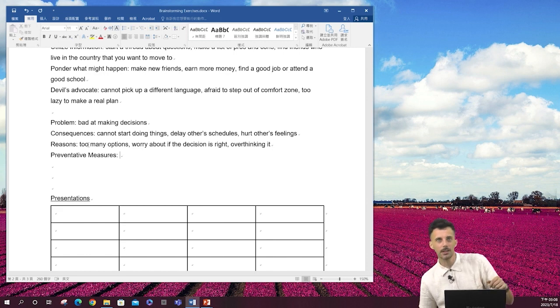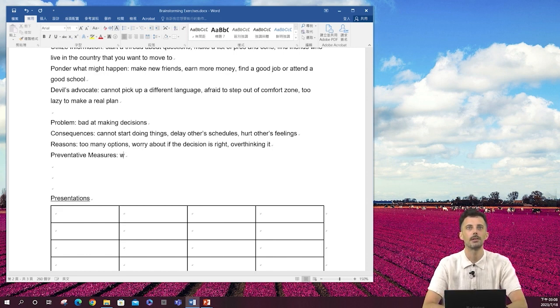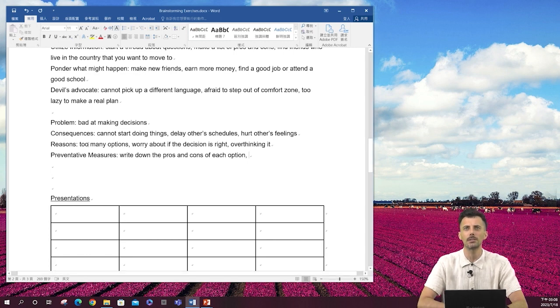Okay, pros and cons. Write down the pros and cons of each option. Good job. I always put the N before the O. I think I write "no" more than anything. Okay, if you worry about if the decision is right or wrong. I mean, don't ever tell someone not to worry, because they'll probably still worry.